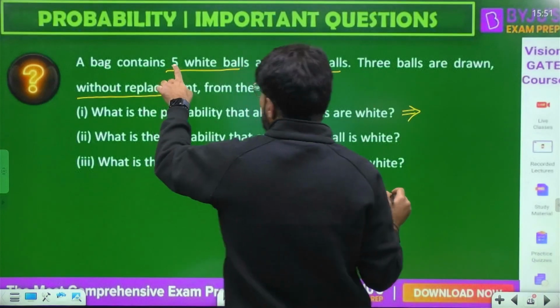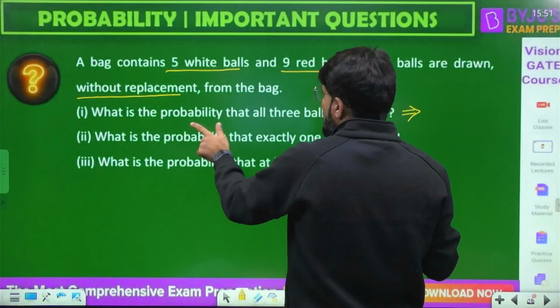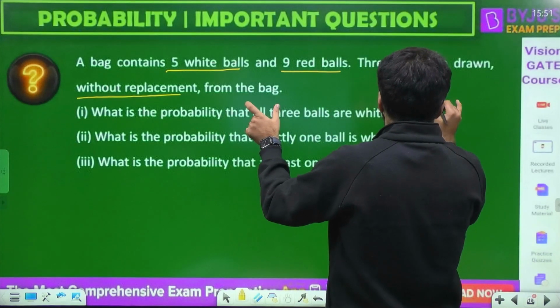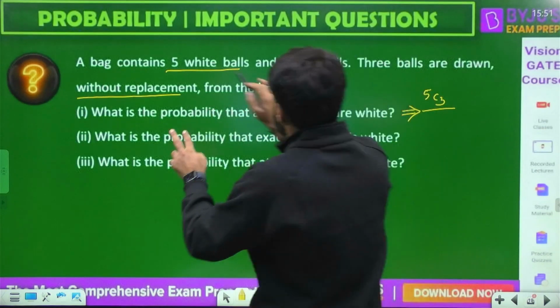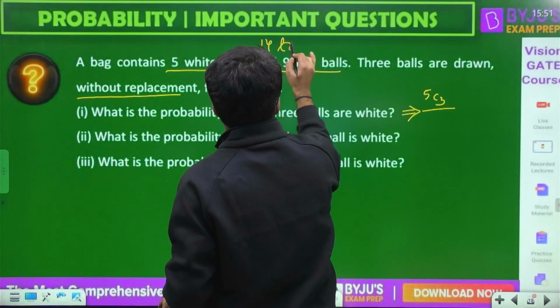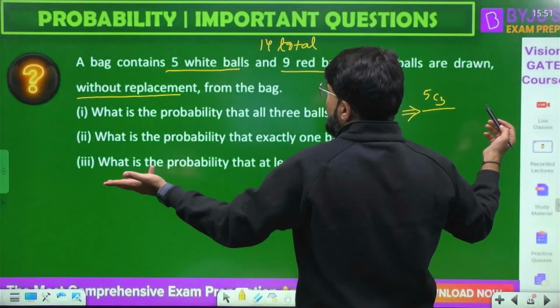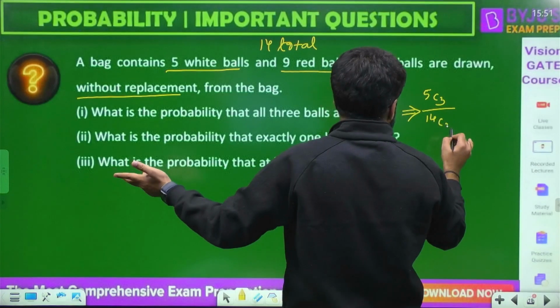How many white are there? 5. Favorable upon total. All 3 white, so from 5, you need 3 white, divided by total. Total kitna hua? 5 plus 9, 14 total balls are there. Total means any 3 balls can come, na? So 14C3. That is the answer.